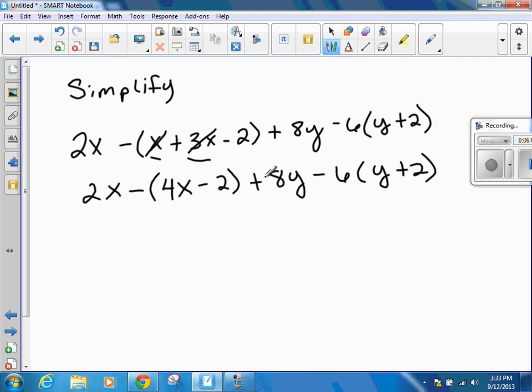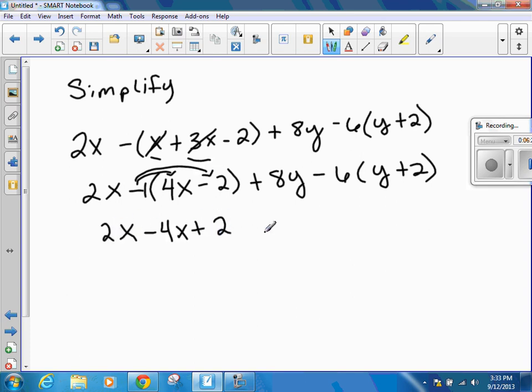The next thing I'm going to do is the distributive property. I have to get rid of these sets of parentheses, and the only way I can do that is if I take this negative and I distribute it into my parentheses. This is an invisible negative 1, okay? So if I take this and I distribute it, negative 1 times 4x gives me negative 4x. Negative 1 times negative 2 gives me a positive 2, okay?